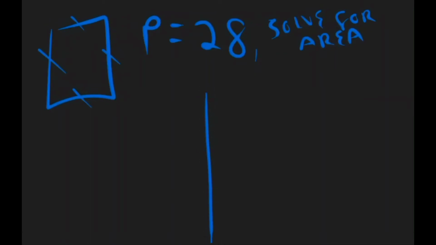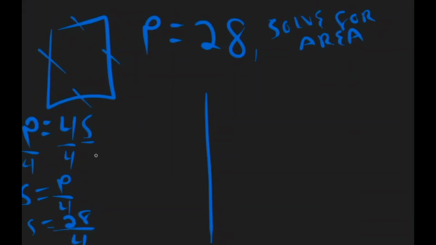There's two ways we can do this. We can do it in 2 steps, or we can combine the steps and do it in 1. So we'll write perimeter equals 4s. Now we already know the perimeter, so we want to solve for s. So we're going to divide by 4 on both sides. So the side equals perimeter over 4. So the side equals 28 over 4. So the side equals 7.